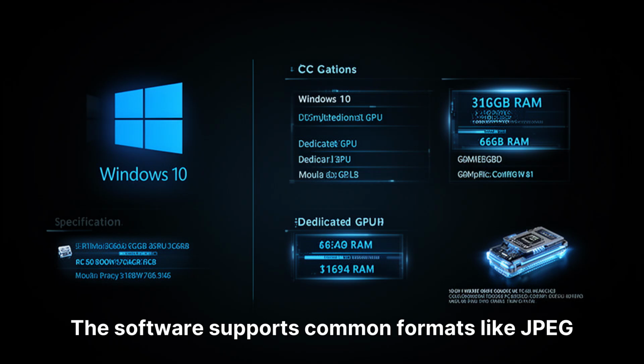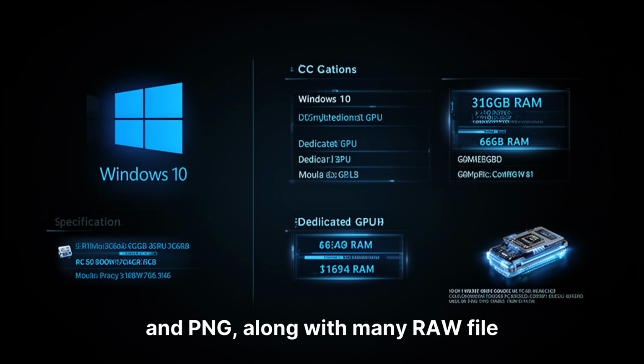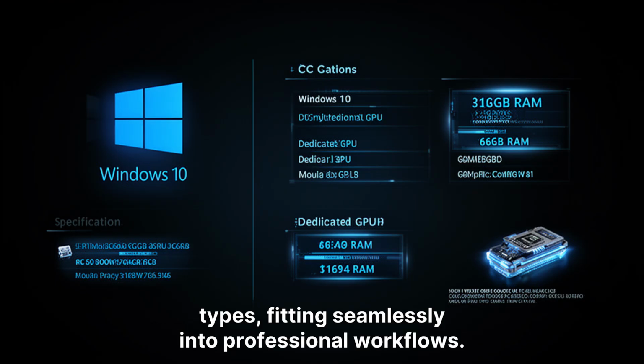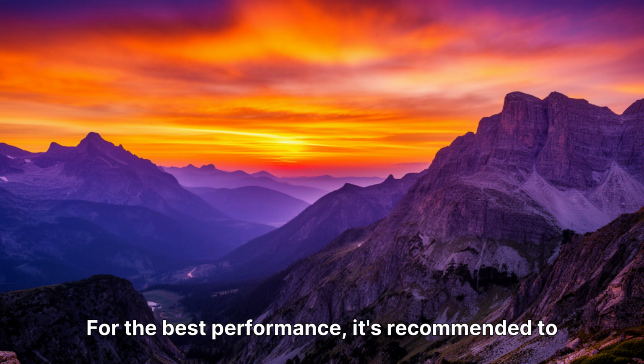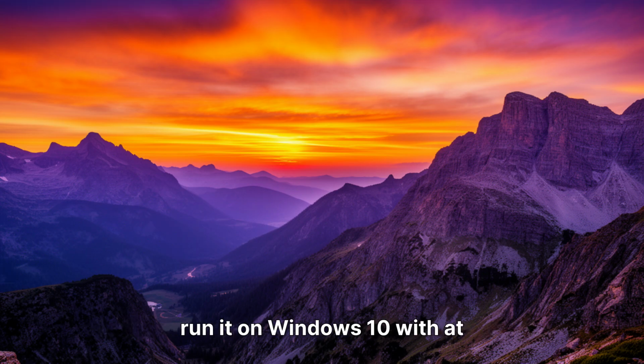processing. The software supports common formats like JPEG and PNG, along with many RAW file types, fitting seamlessly into professional workflows. For the best performance, it's recommended to run it on Windows 10 with at least 16 GB of RAM and a dedicated graphics card.